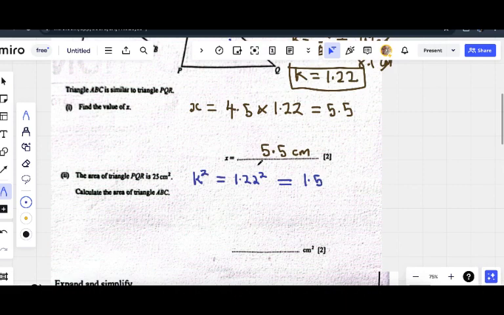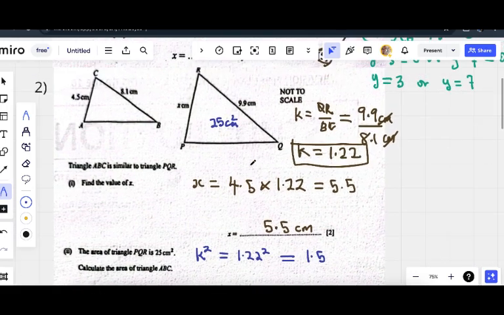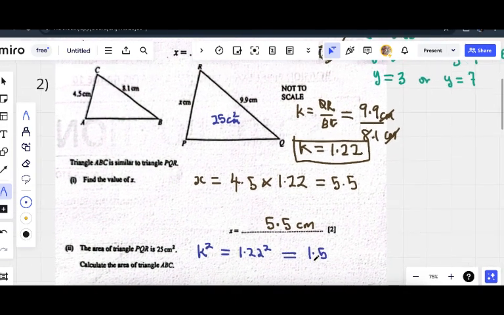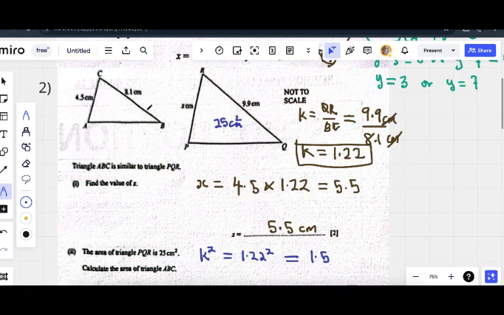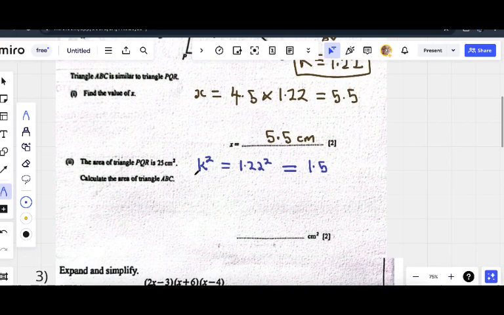Now, once you get the area factor, you go to your diagram. You see whether they give you the small or big one. They give us the area of the big one, they want the area of the small one. So if they want the area of the small one, you divide the area of the big one by the area factor, which is K square. But if they give you the area of the small one and they want the area of the big one, you multiply the area of the small one with the area factor. But in this case, they give us the area of the big one.